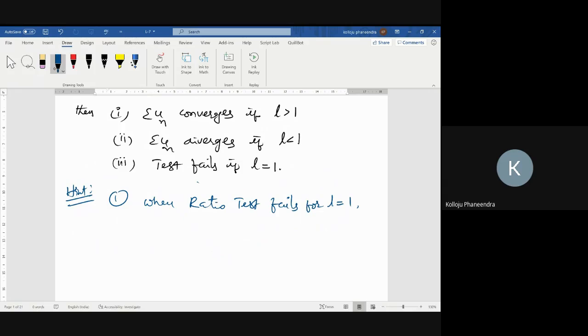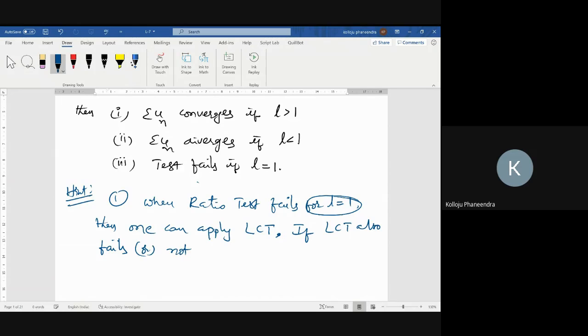Similarly, when the ratio test fails, you can put this in brackets, then one can apply the limit comparison test. If LCT also fails or is not applicable, then apply Raabe's test.